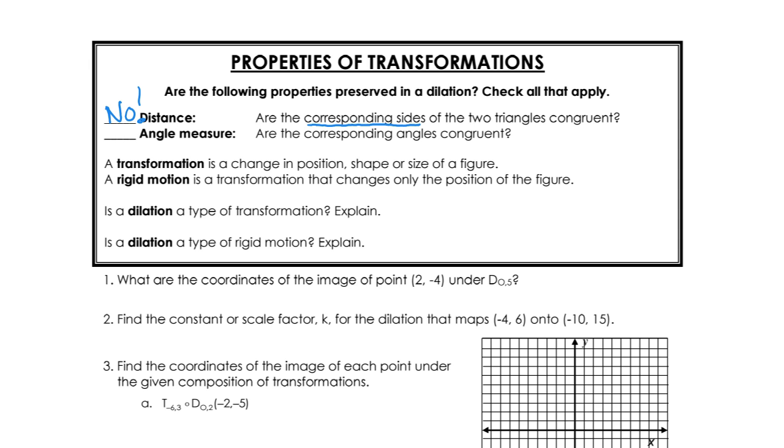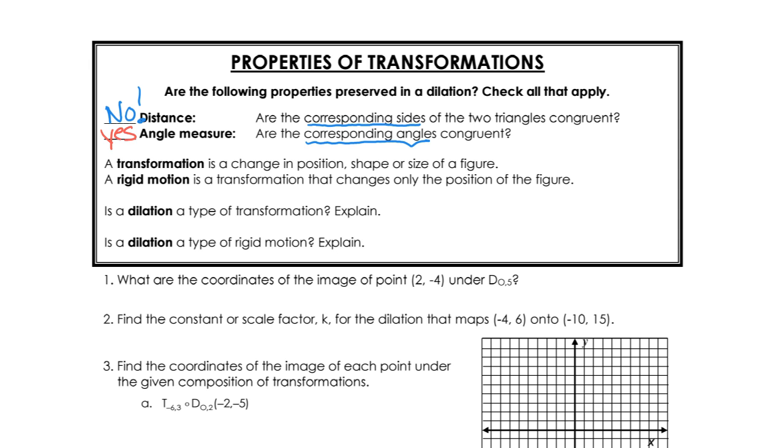Angle measure, are all the corresponding angles congruent? We talked about that on the front. And we said that if the triangle has to have 180 degrees before and after, the angles are going to have to stay the same. So angle measure is going to stay the same. And so we're going to go ahead and say yes for this one.